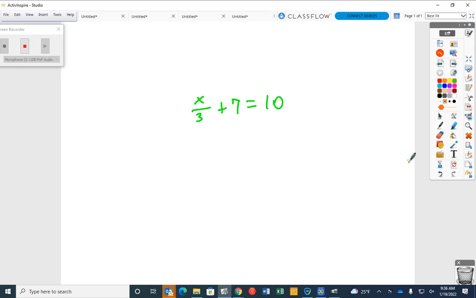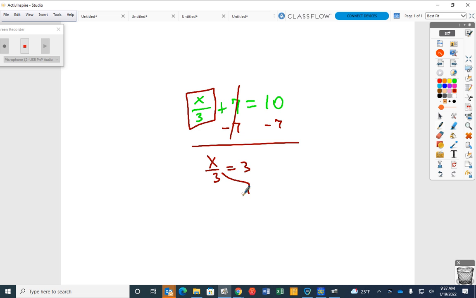Now, what goes in the box? X divided by 3. What's outside the box? A plus 7. And I'm going to get rid of that by subtracting 7 here, minus 7 here. Those cancel, so I'm left with x divided by 3 equals, what's 10 minus 7? 3. Now, I can do it either way. I'm just going to say x. What's 3 times 3? 9 equals x.